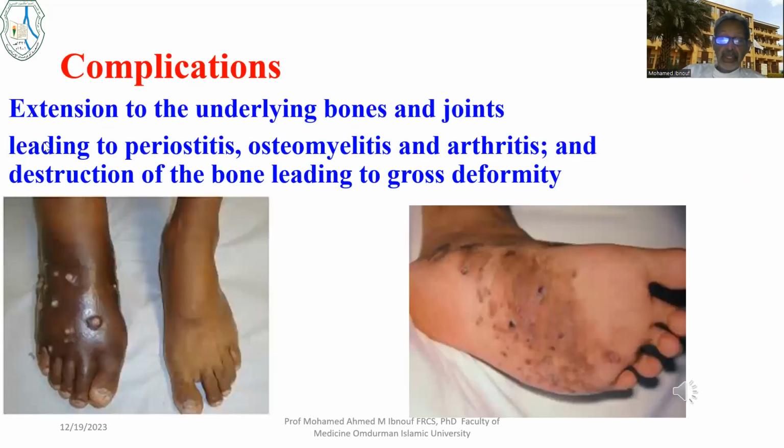Now, the complications: extension, as I said before, destroying the bones and joints and causing periosteitis, osteomyelitis, arthritis, and destruction of bone leading to gross deformities. This is involving the whole foot, and here it is in the dorsum as well as in the plantar surface with some black granules coming out.